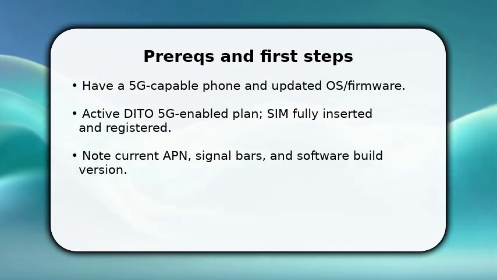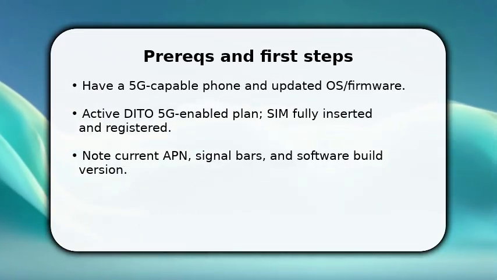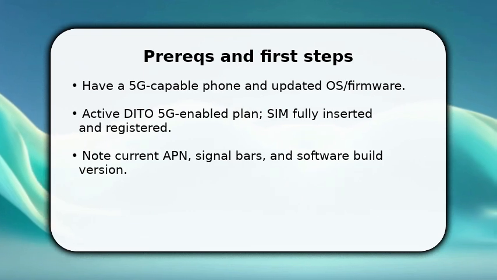Make sure the SIM tray is fully seated and the device shows carrier name. Also record existing APN and signal behavior, since you may need to restore them if changes don't take hold.